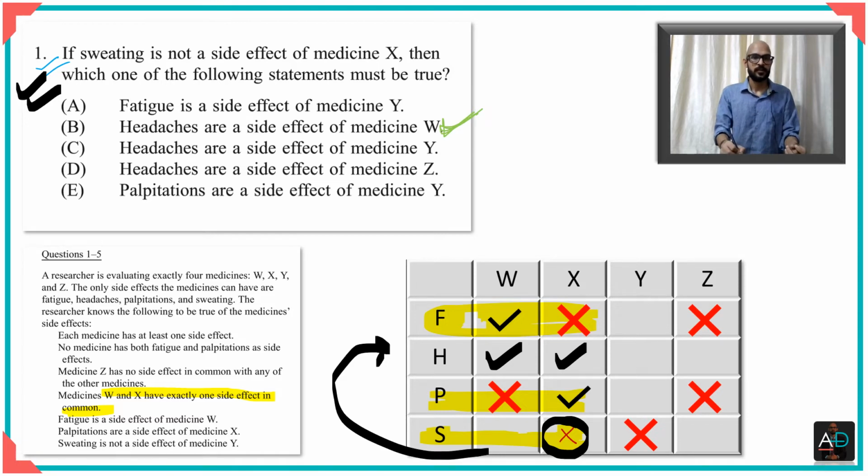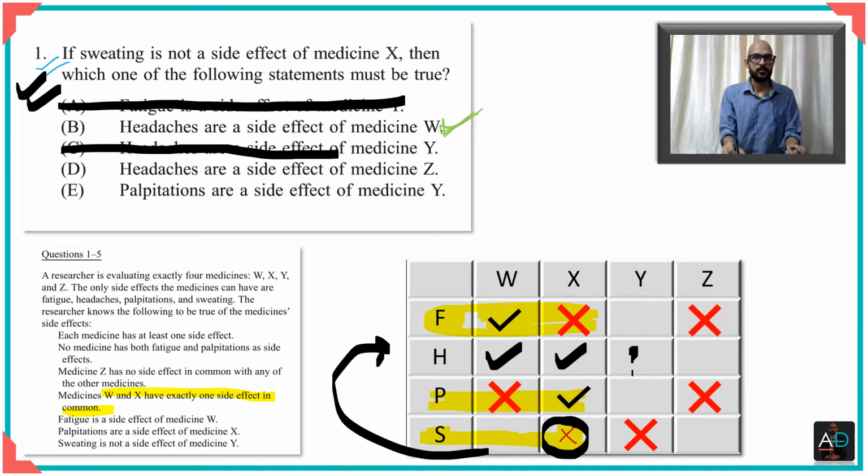Of course, as regards option A, I eliminate option A. Then I look at option C. It says headaches are a side effect of medicine Y. I don't know. It's not been spoken of, so I'll eliminate this as well. Then it says headaches are a side effect of medicine Z. That surely is not happening, because if there's a tick here, that surely has to be a cross here. So I can definitely eliminate option D.